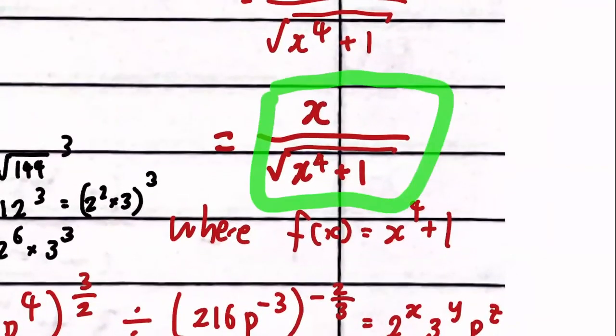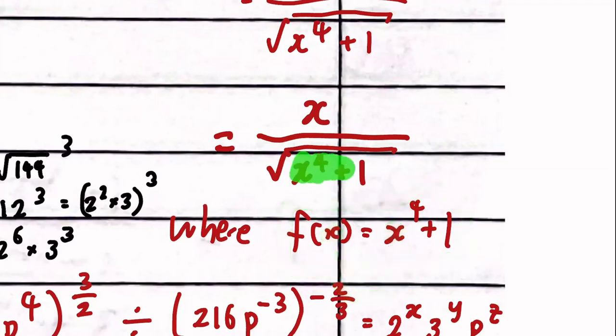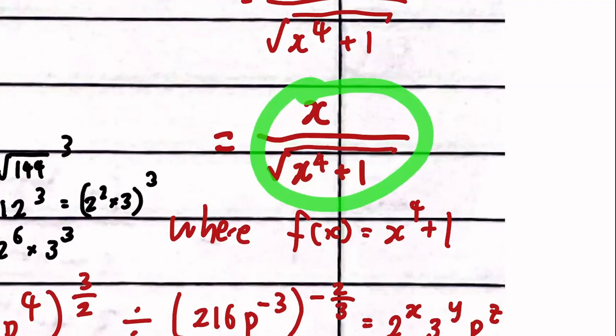X divided by a square root of what? Square root of x power 4 plus 1. Then x power 4 plus 1 is your f of x. You remember function notation? F of x, that's just the question's way of telling you that you need a function, something in terms of x, which can be anything, underneath the square root. Okay, this is the final answer. Let's see how we can get that.